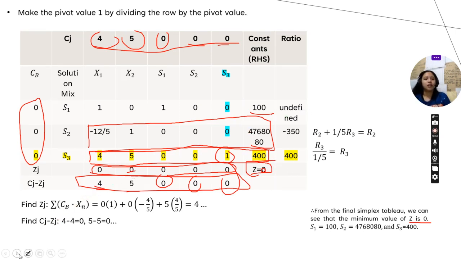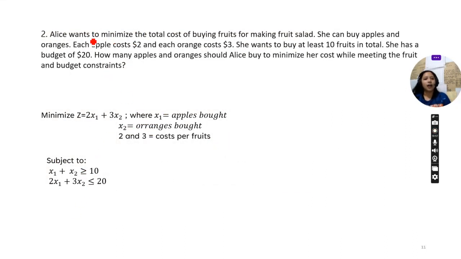So let's move to the second example. Alice wants to minimize the total cost of buying fruits for making fruit salad. She can buy apples and oranges. Each apple costs $2 and each orange costs $3. She wants to buy at least 10 fruits in total, and she has a budget of $20. How many apples and oranges should Alice buy to minimize her cost while meeting the fruit and budget constraints?